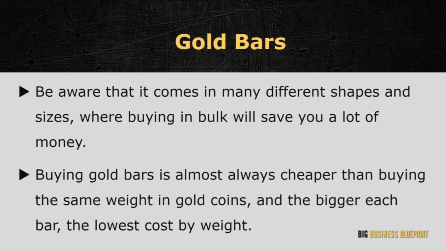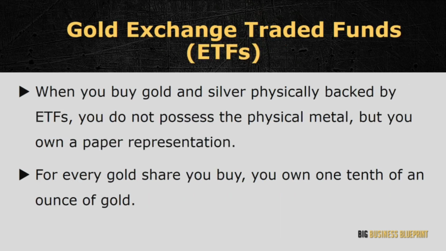Cheapest of all is the 400-ounce or 12.4 kilo good delivery gold bars held by central banks. Buying gold bars is almost always cheaper than buying the same weight in gold coins, and the bigger each bar, the lower the cost by weight. Depending on your local tax regime, you can reduce or completely avoid paying sales tax or VAT by buying gold bars instead of coins. Moving on to gold ETFs.